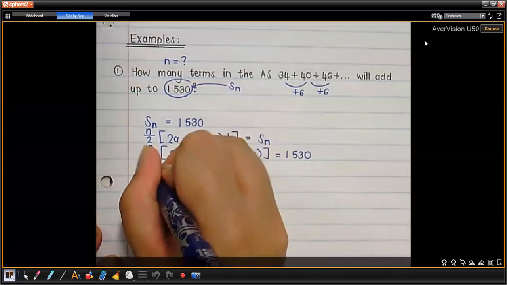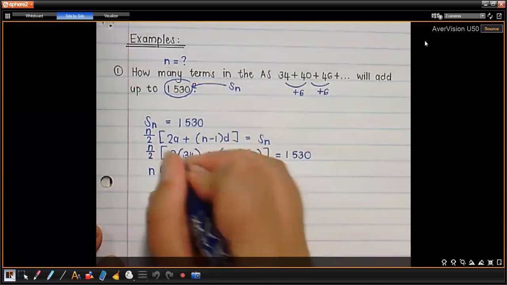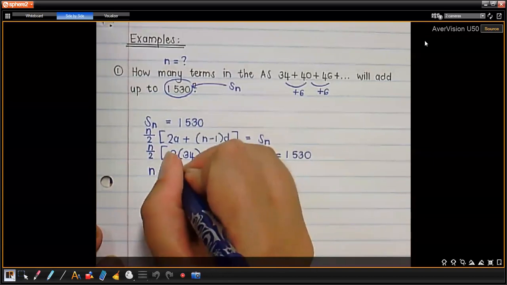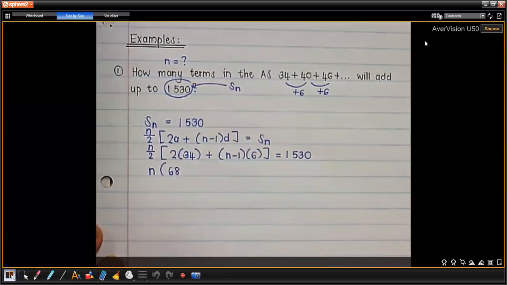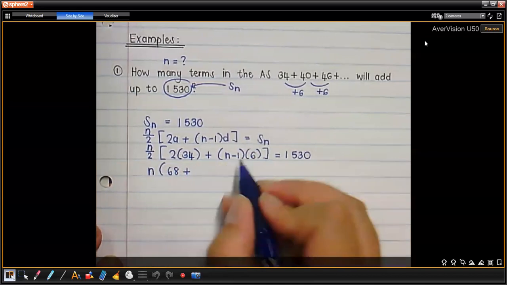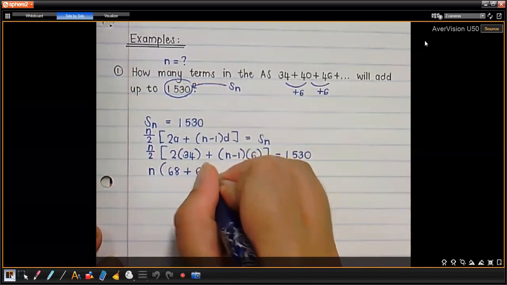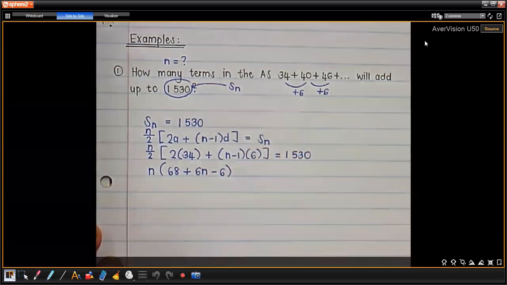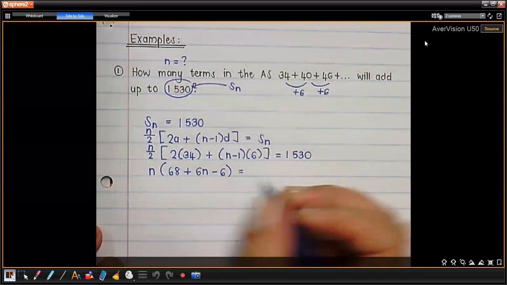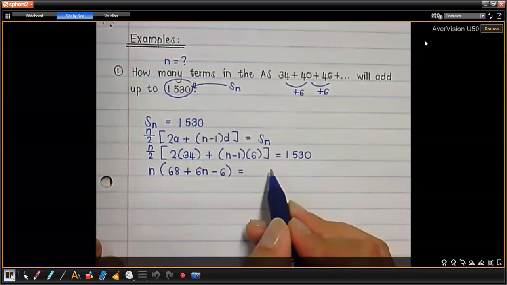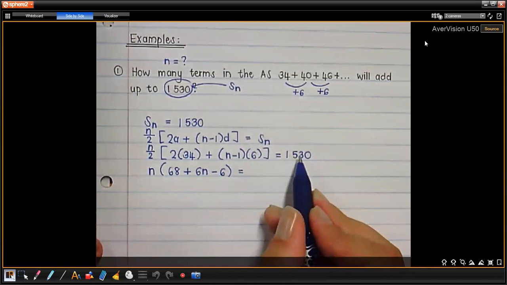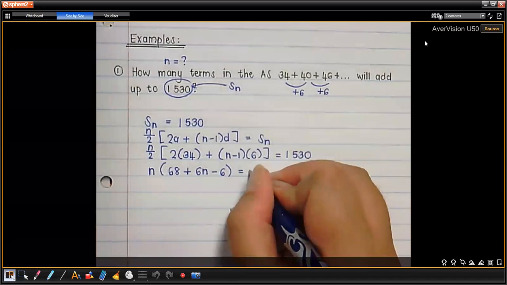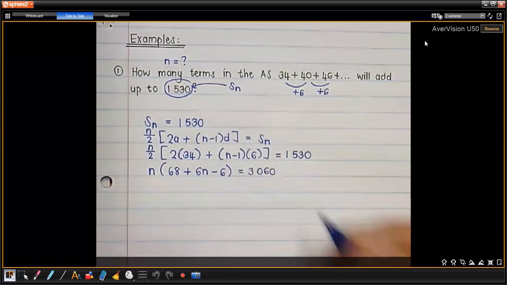So we can have n, and let's actually simplify the square bracket now while we're busy. 2 times 34 is 68, plus n times 6 is 6n, and negative 1 times 6 is negative 6. Equals, now remember to get rid of this over 2, we have to multiply by 2. So 1530 times 2 is 3060.